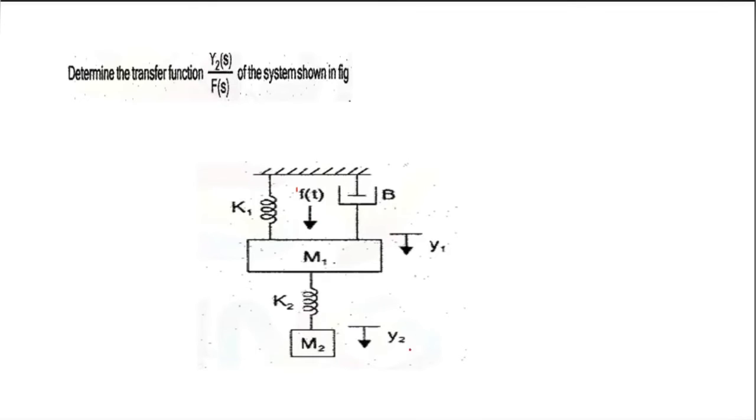Now this is the output. In the question itself, they are saying that you have to determine the transfer function y2 of s by f of s. In the question itself, it is given. Otherwise, you have to identify. This is the applied force, this is the output of the system. So we have to calculate y2 of s by f of s.